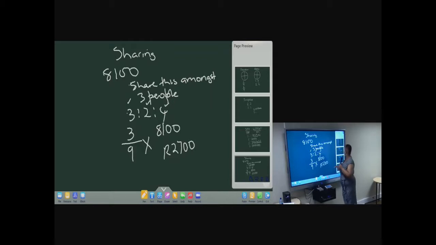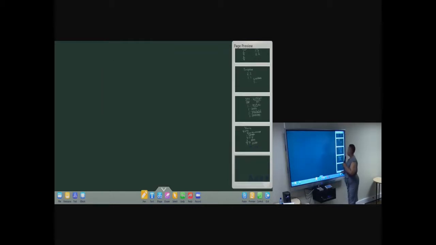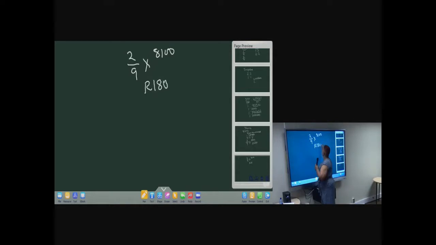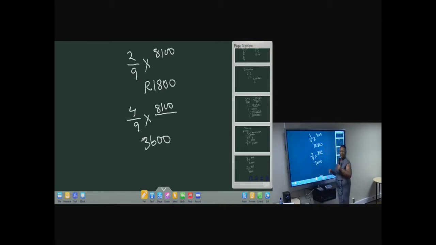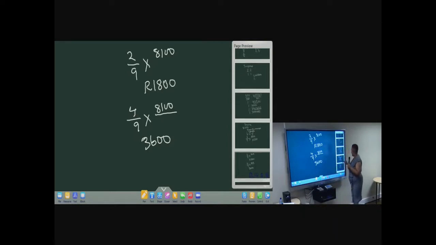And then the next one, for John, it will be 2 over 9 multiplied by 8,100, and I think it will be 1,800. And the last one will be 4 over 9 multiplied by 8,100, which will be 3,600. That's how you share using a ratio.